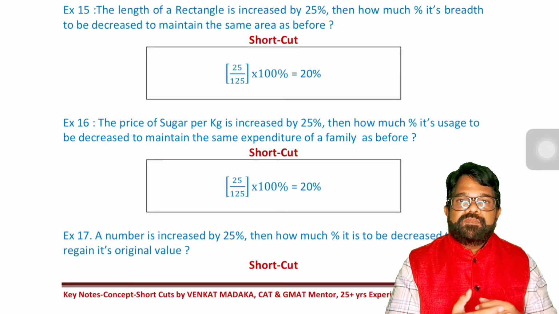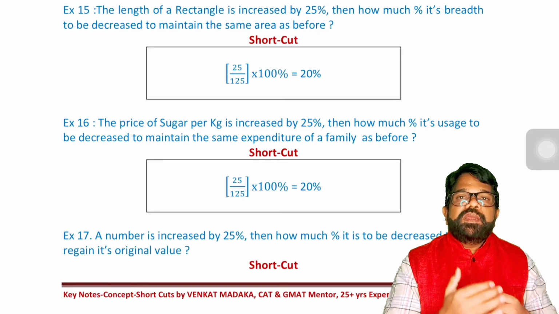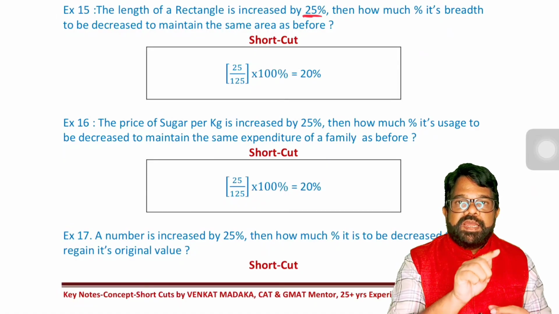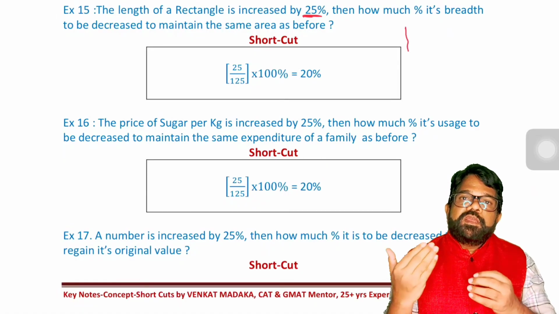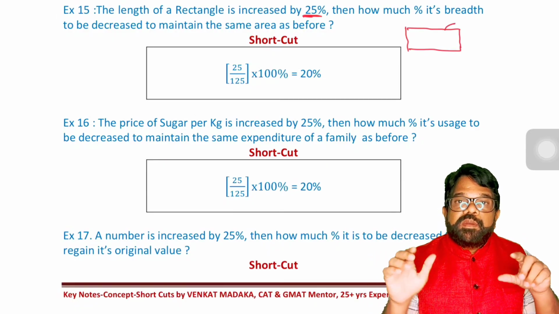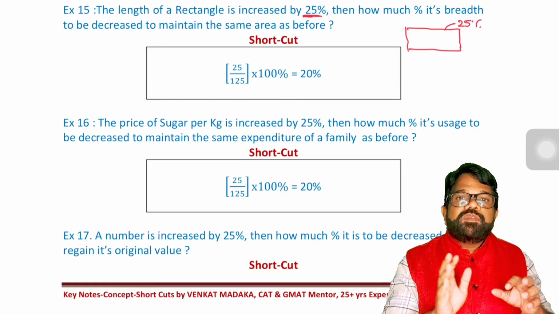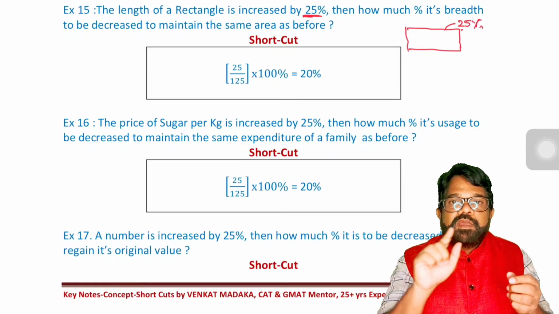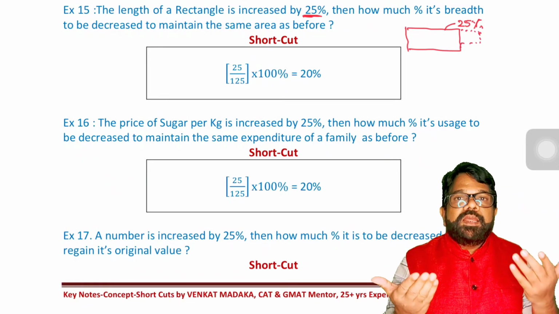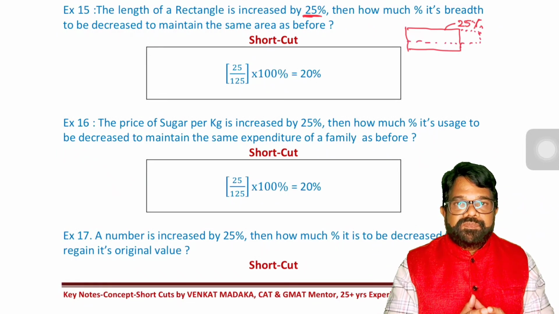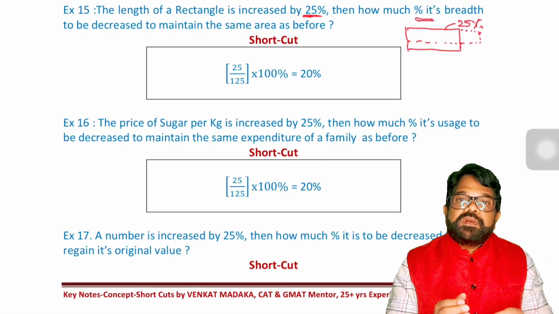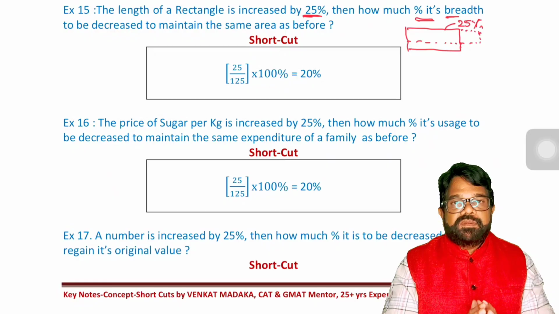In a rectangle, length is increased by 25%. In a rectangle, we know what is rectangle. Definitely its area, the space inside of it, also increases. Indirectly, its area increases. But to maintain the same area, how much percent its breadth is to be decreased?